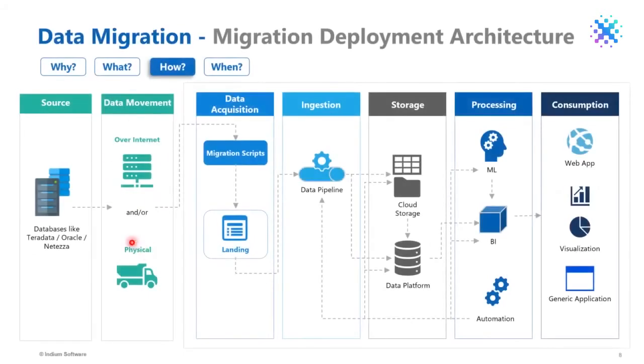All right, so let's talk about migration deployment architecture. In this particular slide, you will see a section towards the left which talks about what the sources are and how you plan to migrate. The section towards the right talks about how we acquire this data, how we ingest it into the storage layer on the cloud, what sort of processing happens, and in general what happens on top of the data.